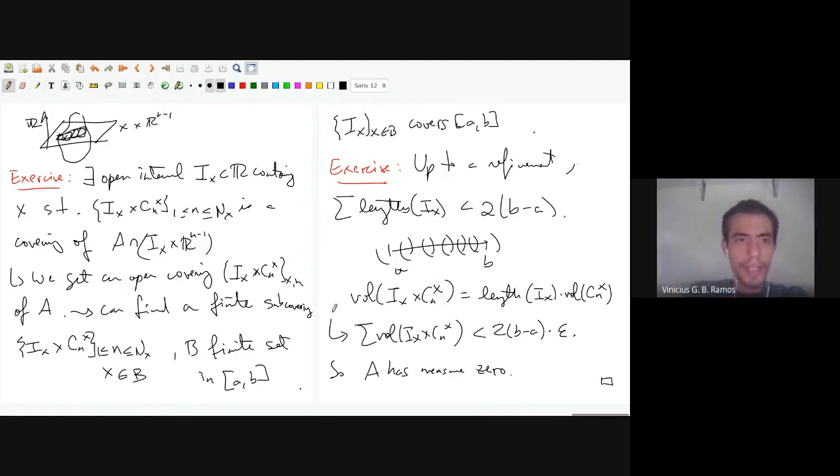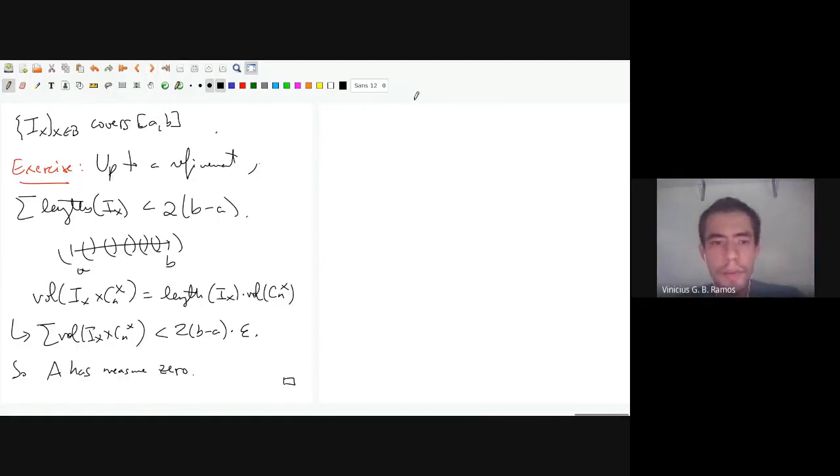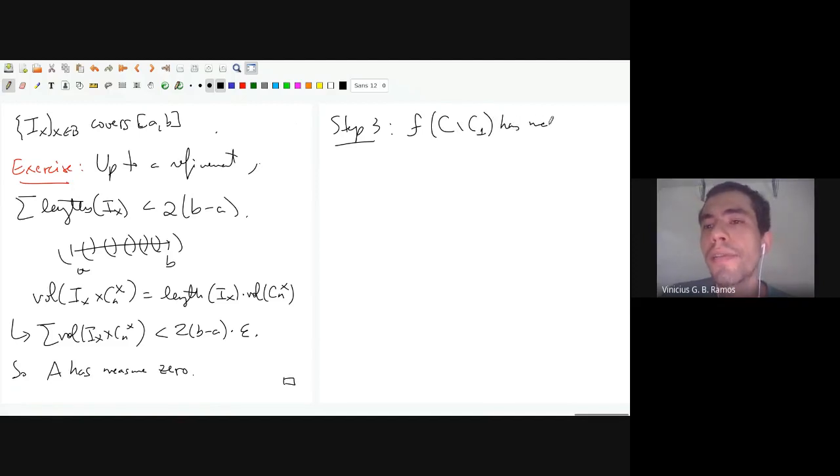Okay. Let's just finish the proof of Sard's theorem. So finally, step 3, which is to show that f of C minus C1 has measure 0. How do we do this? Well, you take a point, I'm going to call it P, a point in C minus C1. So that means that it's a critical point, but there is at least one partial derivative that's not 0.